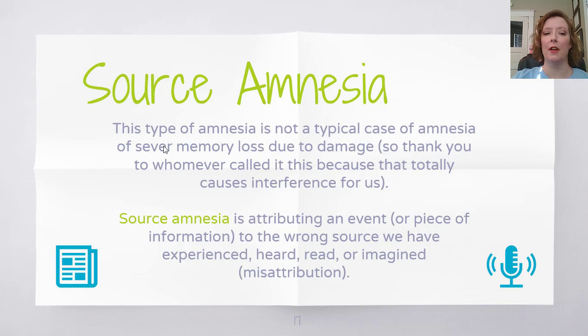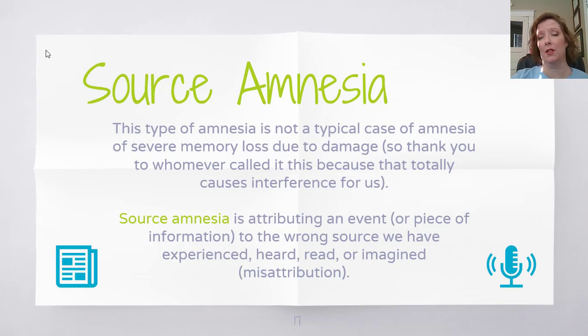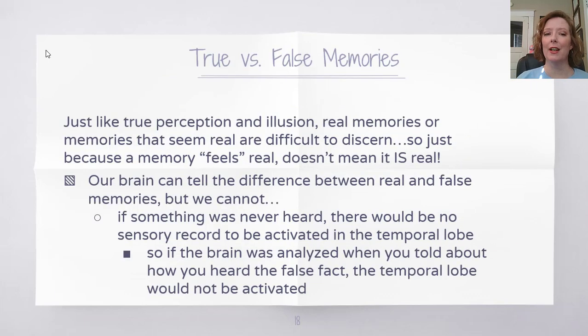There's other types of amnesia. Source amnesia is not a typical case of amnesia of severe memory loss due to damage. So basically, thank you to whoever called it this, because that is causing interference for me. Source amnesia is attributing an event or piece of information to the wrong source we've experienced, heard, read, or imagined. So it's basically misattribution. And just like true perception and illusion, real memories or memories that seem real are difficult to discern. So just because a memory feels real doesn't mean it is real.